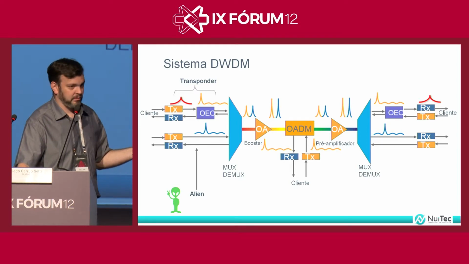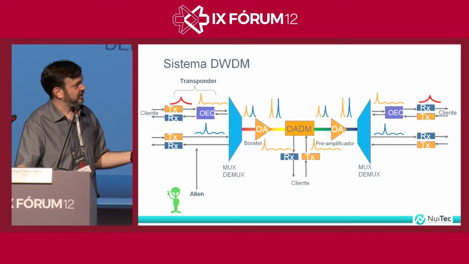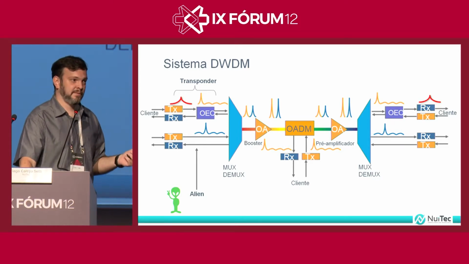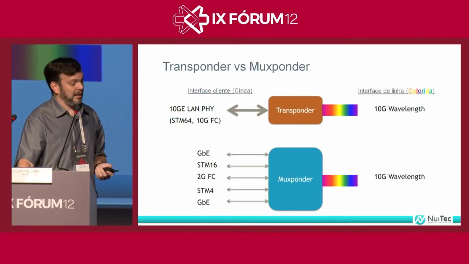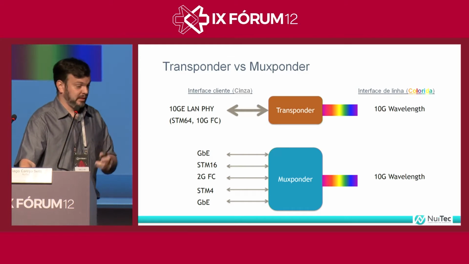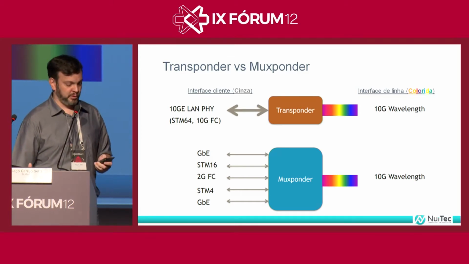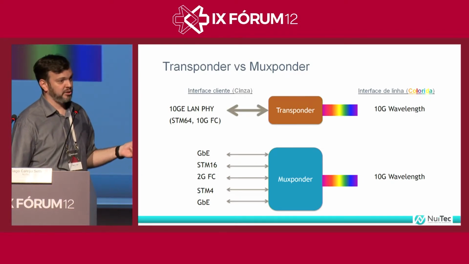multiplexers. And in the middle of the way, you have the OADM equipments where you may remove one of them and let others go through. That OADM can be fixed or can be adjusted, can be set up. What is a transponder? What's the difference between transponder and mixponder?